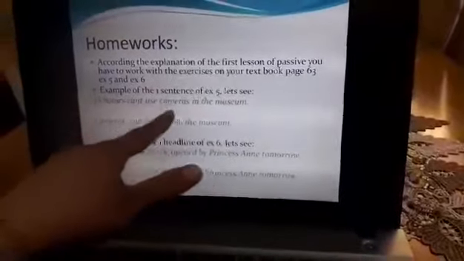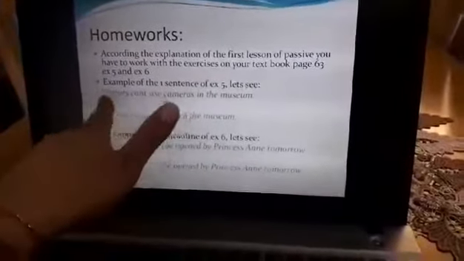Visitors can't use cameras in the museum. How can we change these sentences from active to passive?